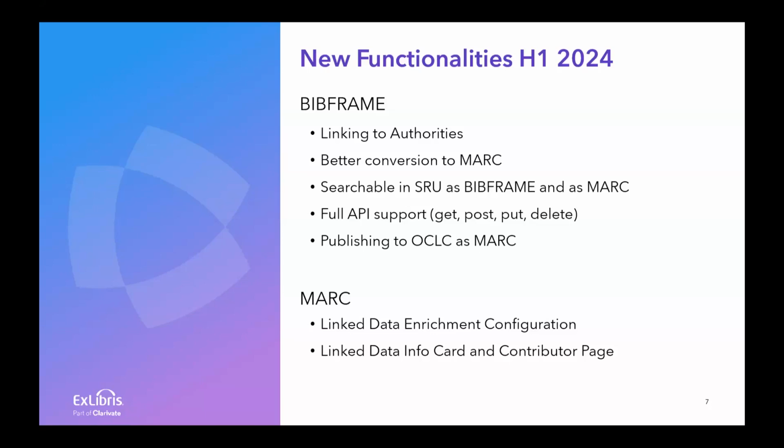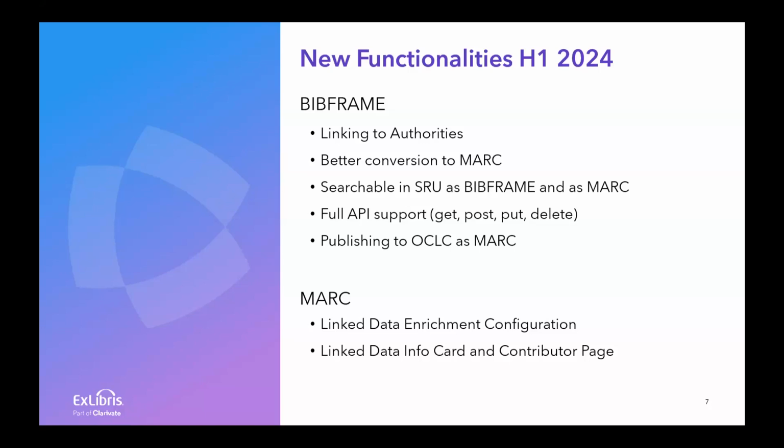In addition, the Bibframe records are searchable in our APIs and in our SRU. The SRU is an online ability to search for information in external systems, for information stored in Alma. And you can search for Bibframe, whether as a Bibframe record or converted and viewed as MARC.